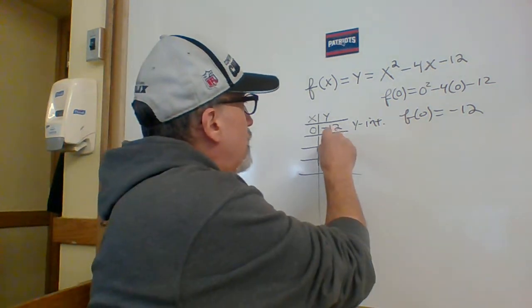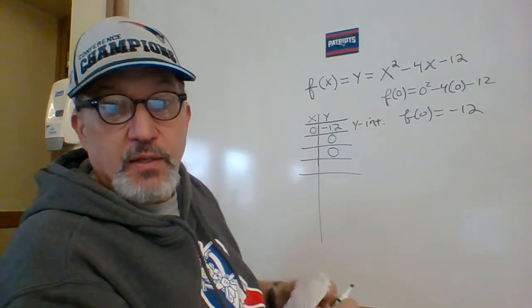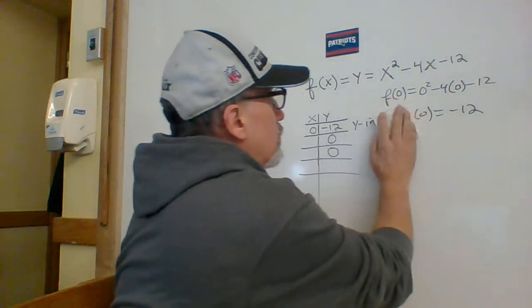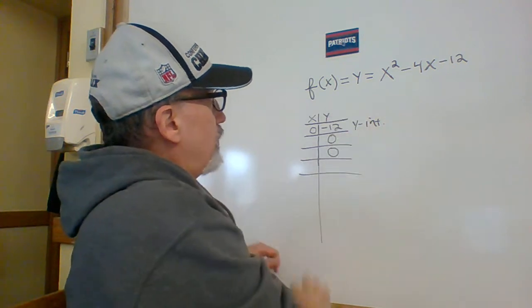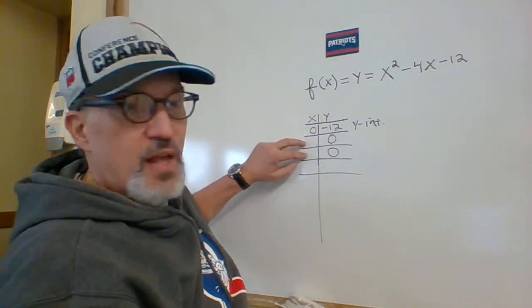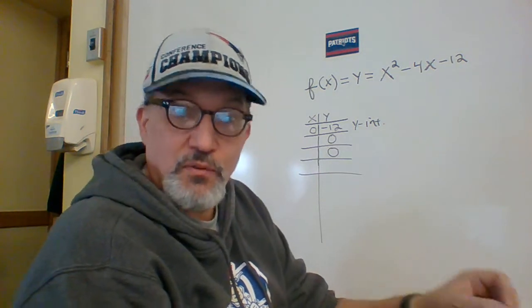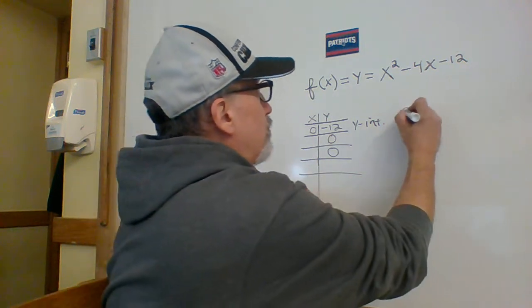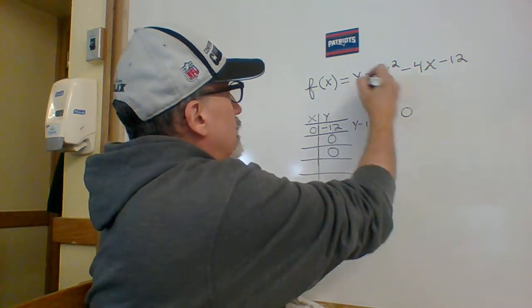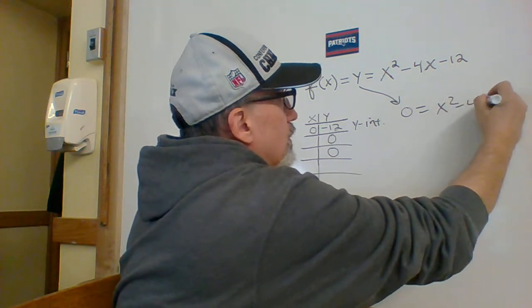But for now, I happen to know that the graph of this function crosses the x-axis at two places. So I'm going to insert those two zeros in for y on the t-table. And if we want to find the values of x that will make the function equal to 0, set the function equal to 0 and solve for x. And the function is y. Put a 0 in for y and solve for x.